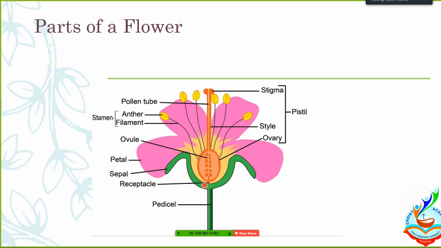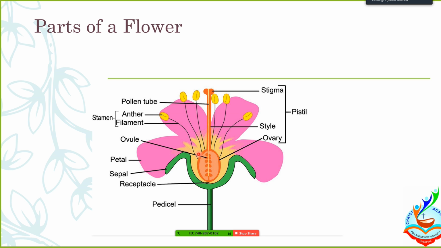It is the outermost whorl formed of tiny green leaf-like structures called sepals. Its function is to protect the inner parts of the flower. The parts which are present inside, its main function is to protect those parts.